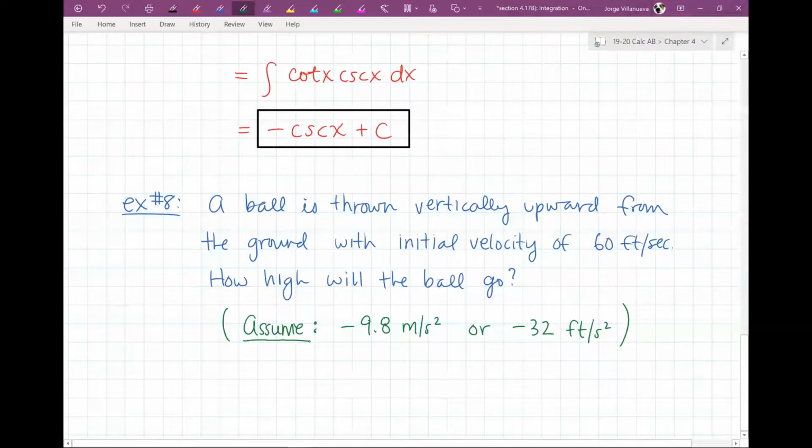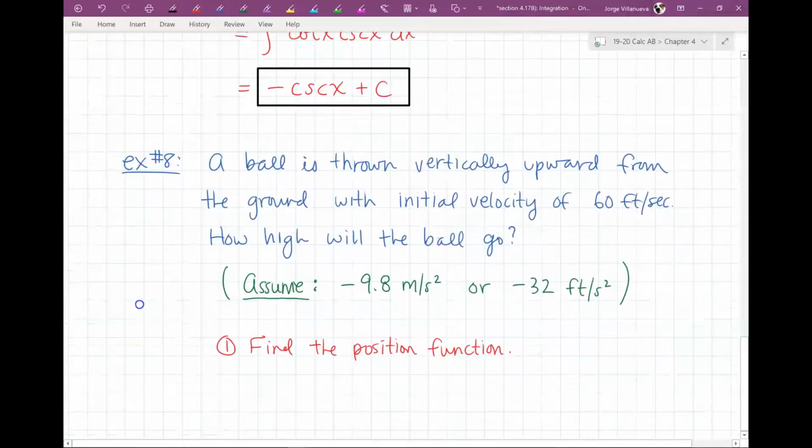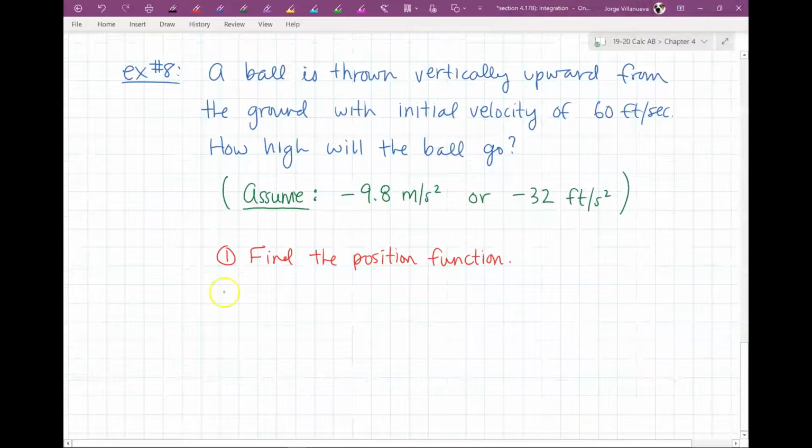So we are going to basically try to do two things. We're going to find the position function. Okay, number one, find the position function. Okay, that's our first goal. And second goal is find the height.